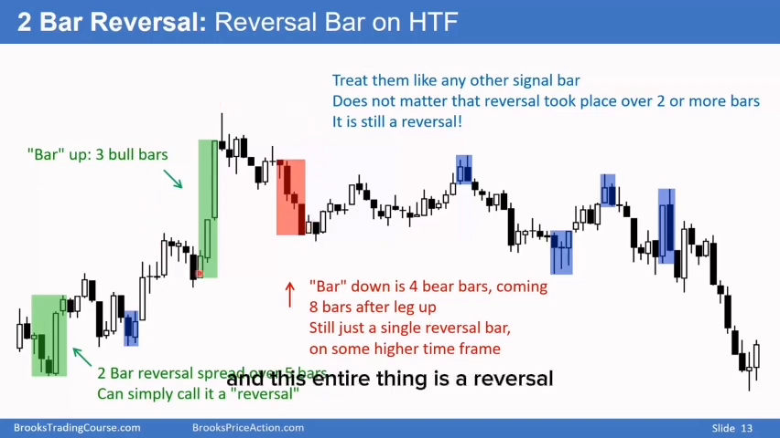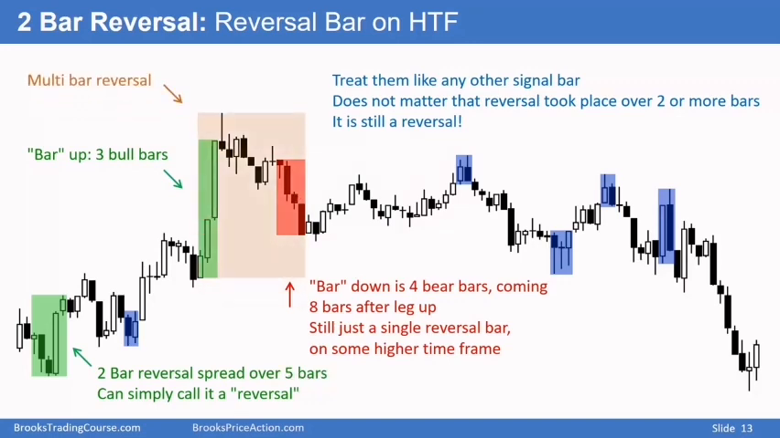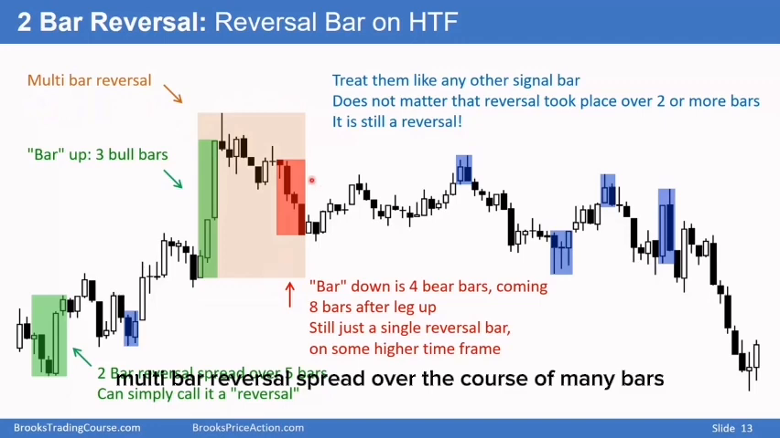And this entire thing is a reversal. We went up strongly, we went down strongly. This reversed that rally. And it took place over whatever that is, 8 bars, 10 bars. And the key point is the market reversed. It tried to go up strongly and it went down strongly. So this reversed that. Multi-bar reversal spread over the course of many bars.